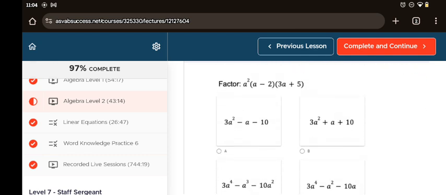Okay, next question. So here, we're holding an a squared on the outside, so I'm going to write it here so I can distribute it later. So a times 3a is 3a squared. A times 5 is positive 5a. Negative 2 times 3a, negative 6a. And then negative 2 times positive 5 is negative 10.